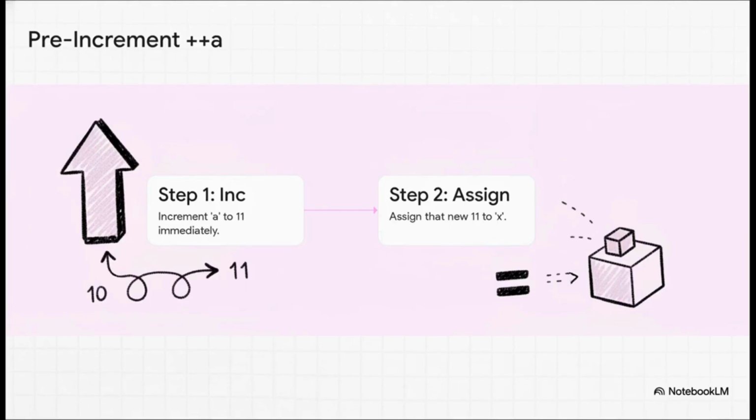Let's actually trace the exact values step by step for the proactive pre-increment. Our equation is x = ++a. The strict rule of the pre-increment is: first increment, then assign. Because the plus signs come first, the system prioritizes the math. So step 1, it immediately jumps in and increments the value of a from 10 to 11. Step 2, it takes that brand new value of 11 and assigns it to x. In the end, both x and a walk away from this equation holding the exact same value of 11.